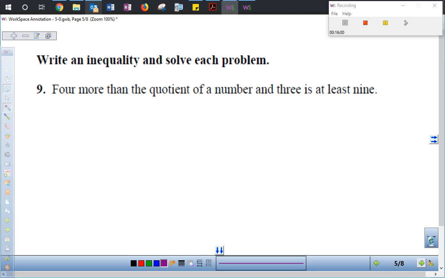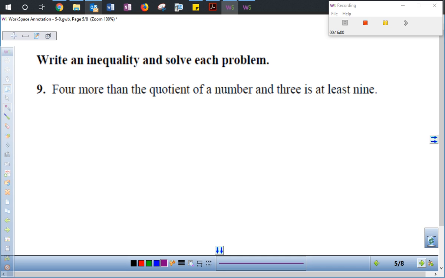Now on the back side, we're going to do some word problems for inequalities. Now inequality word problems are similar to equation word problems. The only thing that's different is the inequality symbol instead of an equal sign. So the first thing that we need to look for is the term that represents the inequality symbol. So it says 4 more than the quotient of a number in 3 is at least 9.